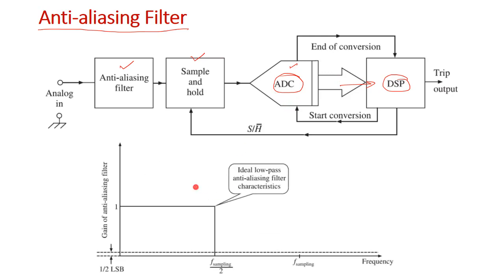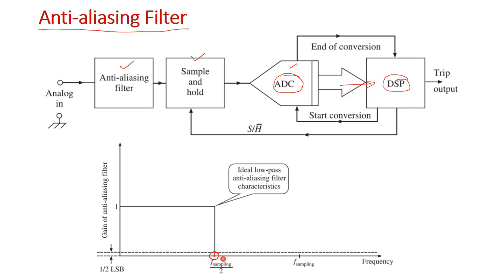Now, how does the anti-aliasing filter work? This is an ideal characteristic of a low-pass anti-aliasing filter. You can see here the gain of the anti-aliasing filter is 1 because it's an ideal low-pass filter, and suddenly it drops at f sampling by 2. That means this is your cutoff frequency. So your cutoff frequency for the anti-aliasing filter is f sampling by 2.